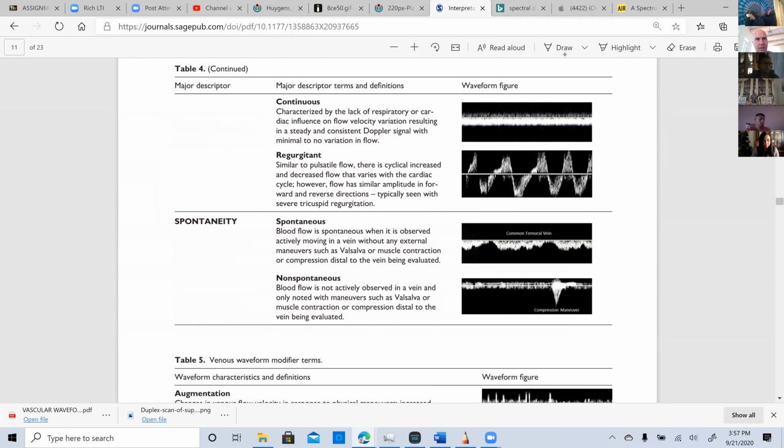Let's see, major descriptors. Continuous flow, regurgitant flow. This could be actually really close to the heart. If you have a valve that's faulty in the heart, the blood's going out and then right back into the heart.